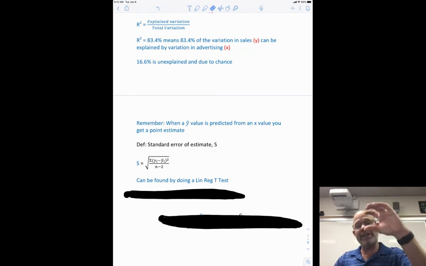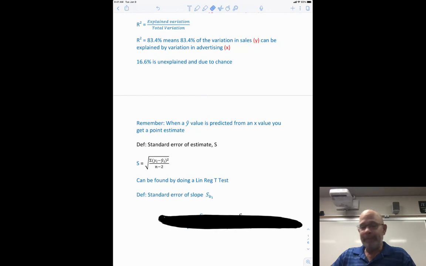It's on there. So one of the data things that pops out there gives you the test statistic and the p-value. It also gives you S. It just tells you what that is. Then there's another term called the standard error of the slope.